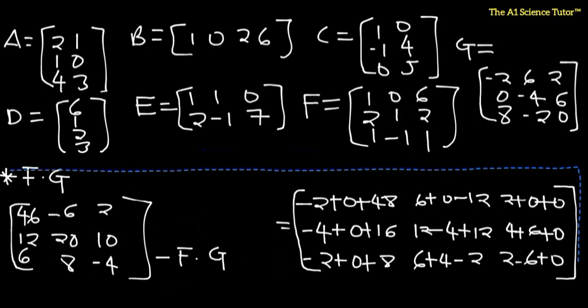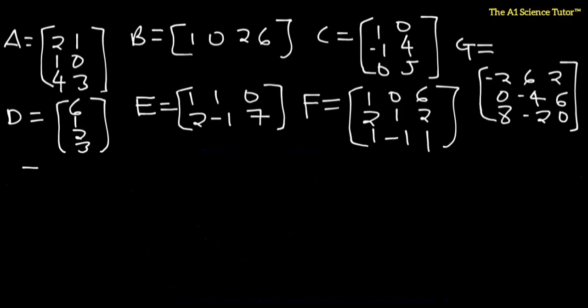Let's see the answer for another one. Now, if you are able to tell the answers to this, then you should be very good in finding the answers to multiplication of matrices. How about this one? The transpose of the matrix A multiplied by the matrix C.